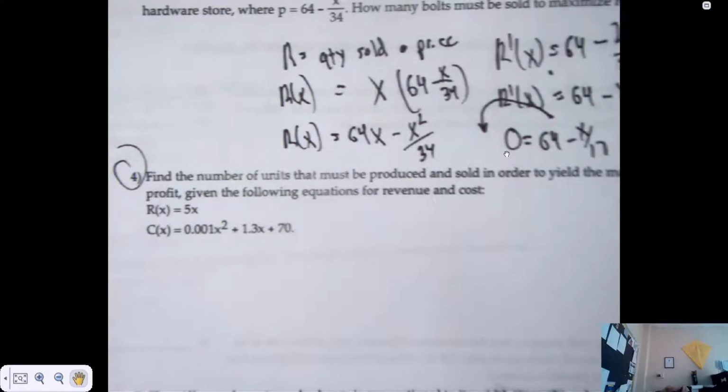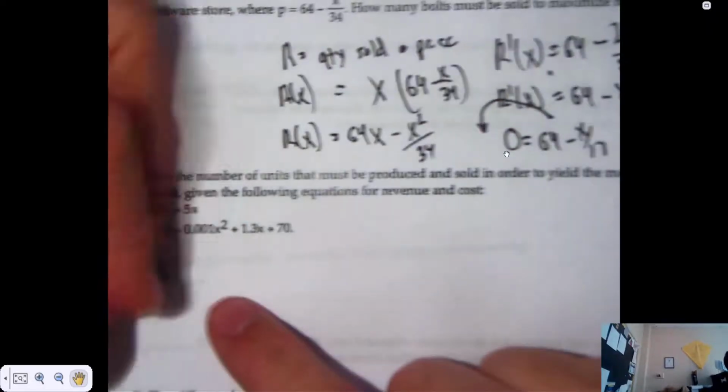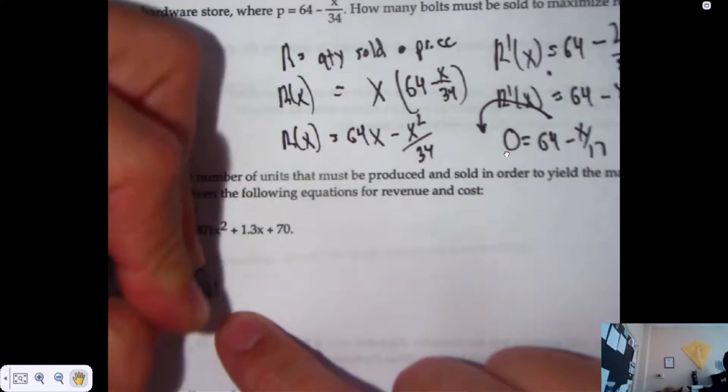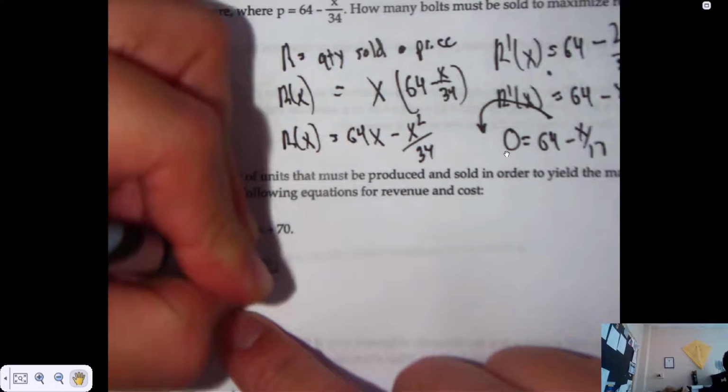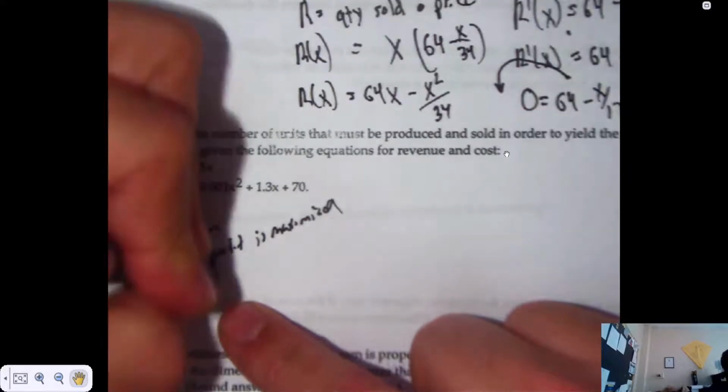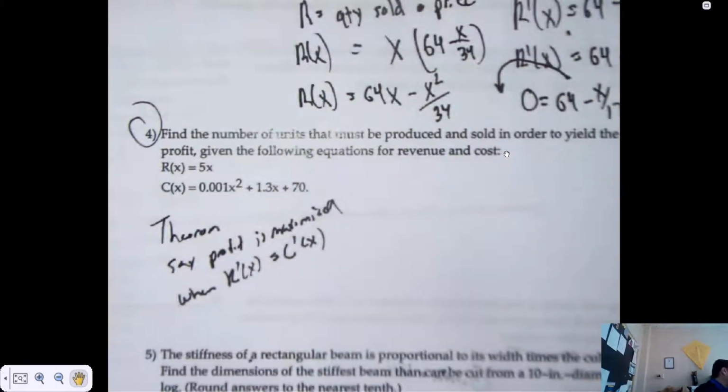So the goal here, Tanner, is to yield the maximum profit. And there's a theorem that says profit is maximized when R prime of X equals C prime of X. It's a theorem that really says maximize profit when marginal revenue is equal to marginal cost. So you just got to figure out your two derivatives.